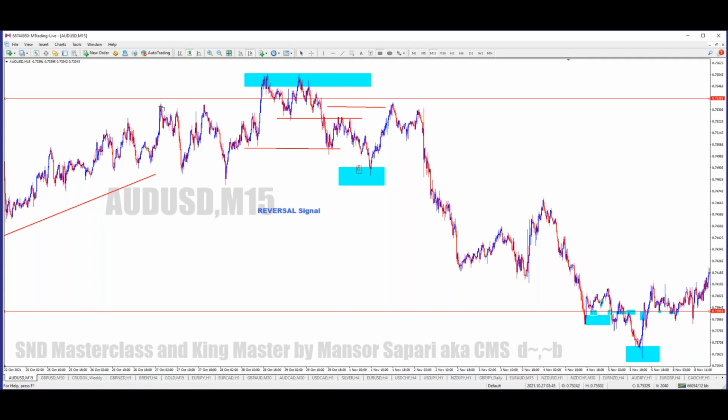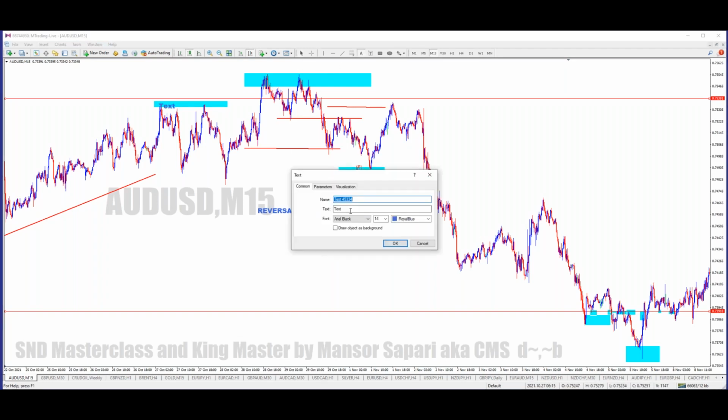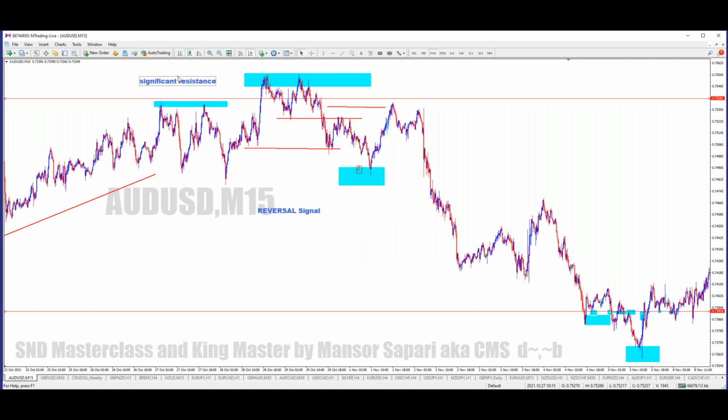Okay, if I mark over here, we have two resistances. Two resistances in line is a significant resistance. So this significant resistance is an important level, so we mark it first. Then you look to the left again. You have support here, and then support here, and then support over here, and then you have a drop base already.